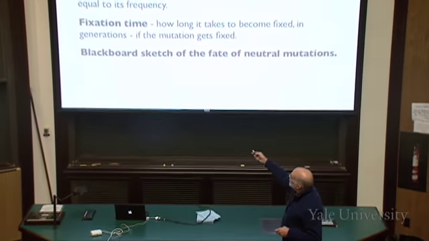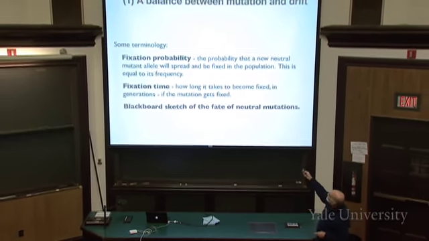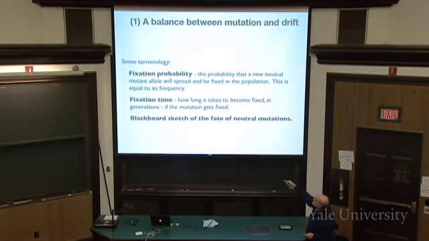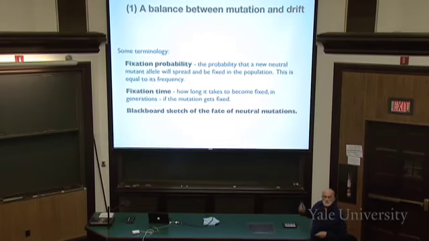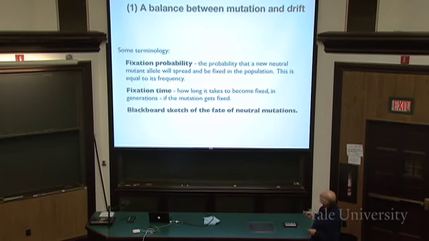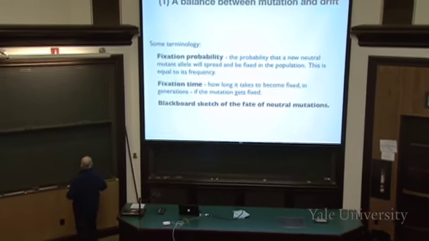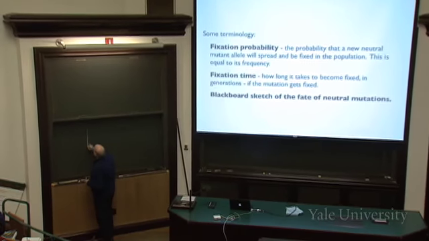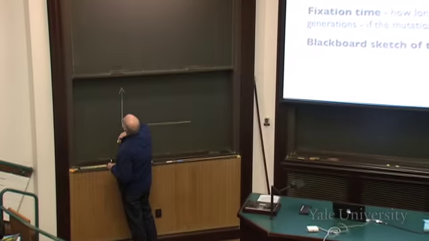A little terminology. The fixation probability of a mutation is the probability that it will spread and be fixed in the population. That's equal to its frequency at any point in time. The fixation time is how long it takes to become fixed, in generations. And I put these ideas up on the board earlier, and I'd like to go back to that because I'd like to have reference to it in a minute.